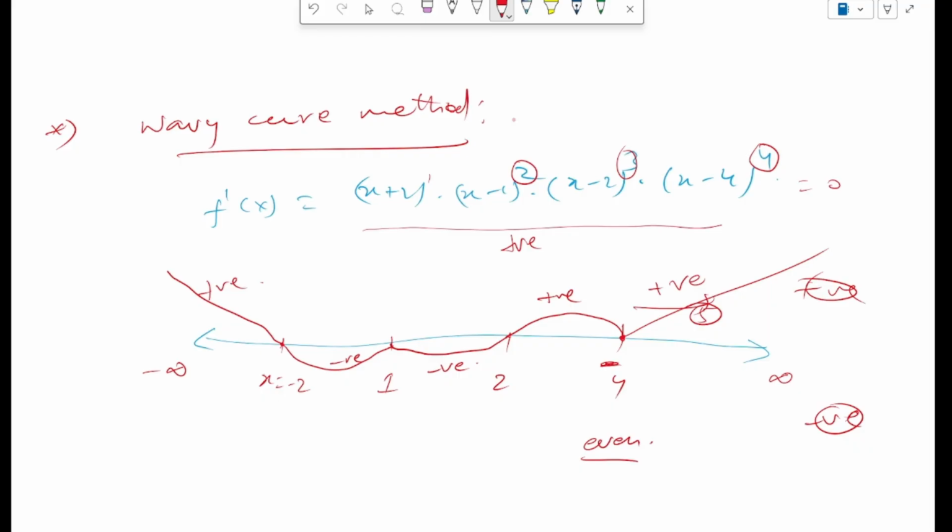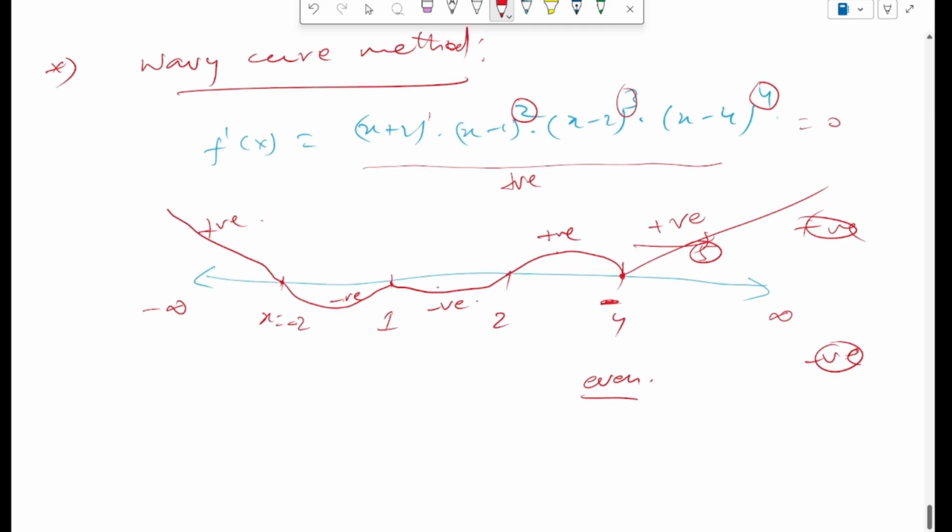Now you can see, from minus infinity to minus 2, it is positive. Then negative, and then negative again, then positive, and then positive. This is how we can figure out the nature of the function in these intervals without doing manual calculation by putting values on the number line. This is easier and time saving.